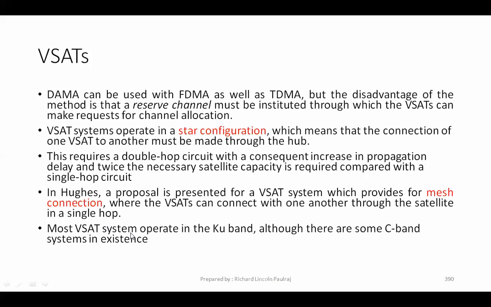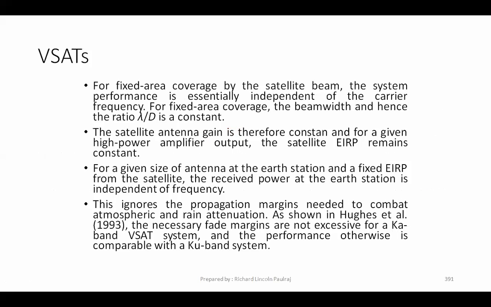Most VSAT systems operate in the Ku band, although there are some C band systems in existence. So most of them, as I told you, operate in a higher frequency range, which is Ku band, even though we have some C band available.